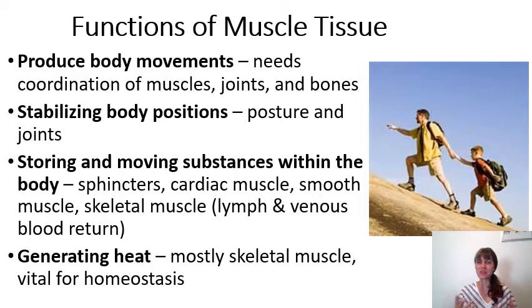Cardiac muscle helps to move blood through our bodies. Smooth muscle helps to move blood through our bodies, urine through the body, as well as food and nutrients through the body. Our skeletal muscle is important because it helps to move venous blood back to the heart as well as circulate lymphatic fluid through our bodies.